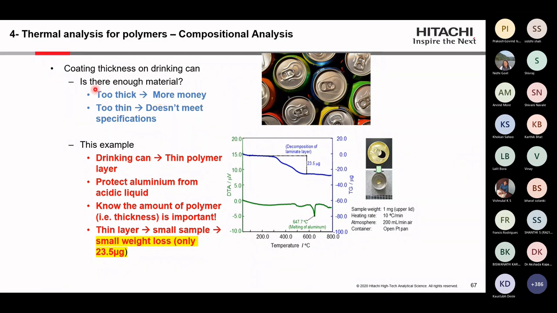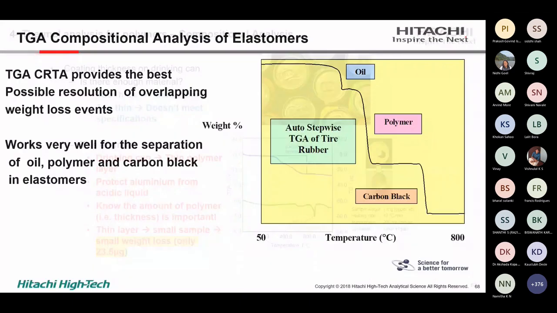You cannot afford to have too much thickness inside this can. And you cannot afford to have too thin a thickness, because maybe the packed drink like a soft drink or a beer will not have a shelf life, and too thick means more money. So in such cases, the thickness of the polymer can be correlated with the TGA studies.